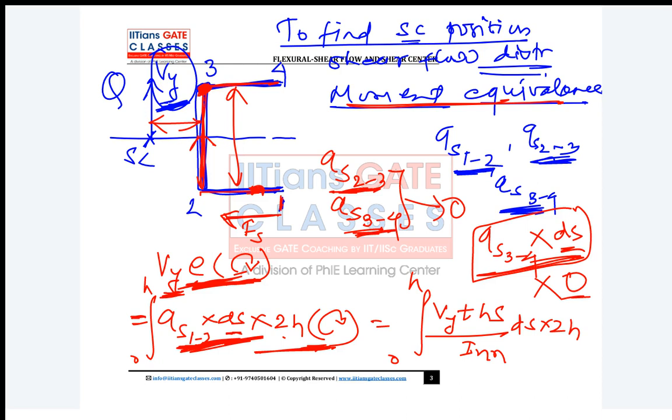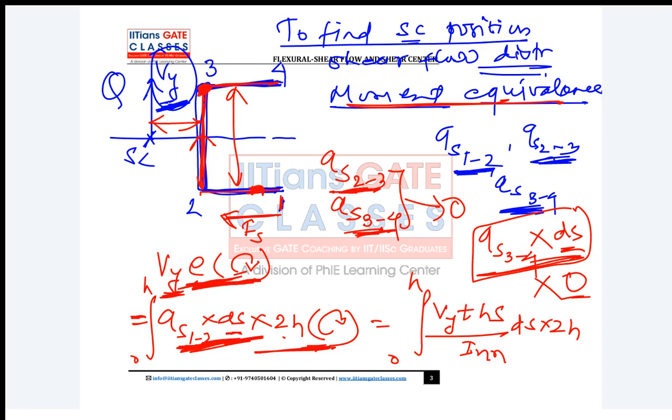Anyone have any doubt? I'll explain a bit further also. See, you are not doing equilibrium, Akshat. It is not equilibrium. When you take equilibrium, you equate clockwise equal to anti-clockwise. It is moment equivalence. What is the moment equivalence?